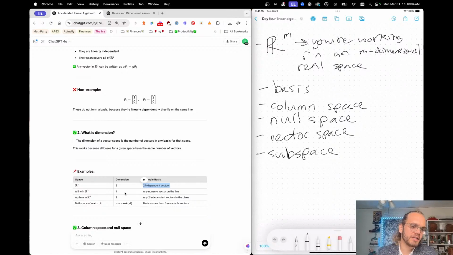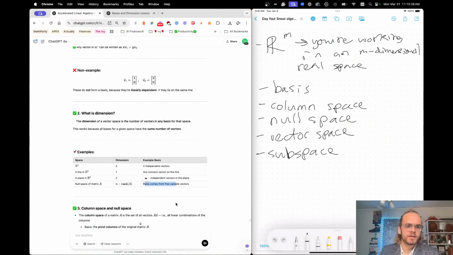You have a line in the 3D space. That's one-dimensional. An example basis would be any non-zero vector on the line. A plane in three-dimensional space is two-dimensional. Yeah. The null space of matrix A is going to be the number of dimensions n minus the rank of A. Basis comes from free variable vectors. Okay, so this is confusing. I'm going to screenshot it.